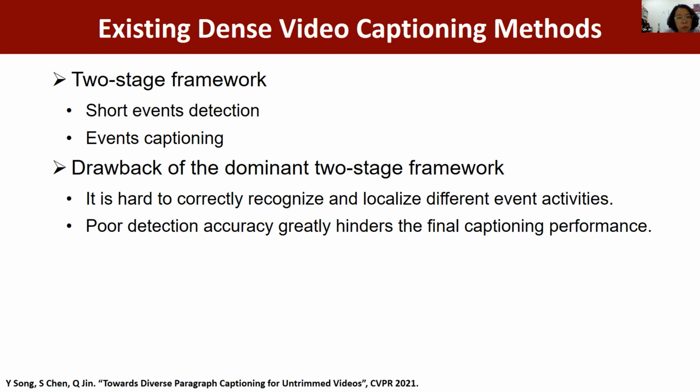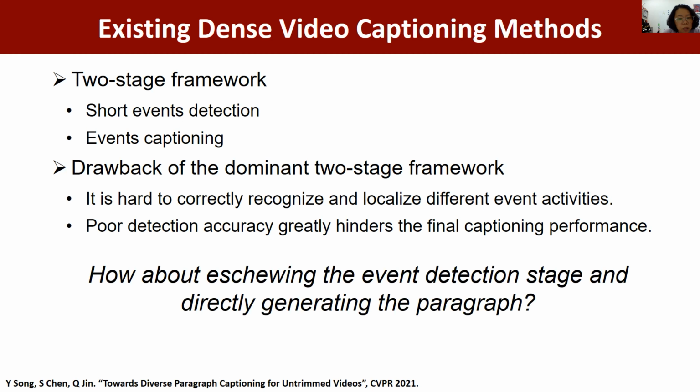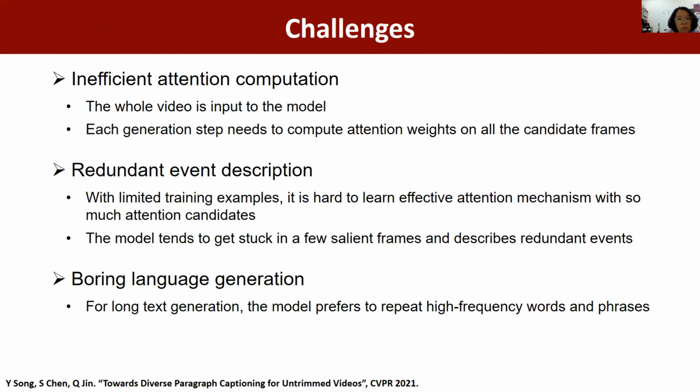Therefore, we ask the question: is it really necessary to have the two-stage processing? How about we just ignore the event detection stage and have one stage where we directly generate the paragraph based on the video? However, in order to reach this goal, we consider there are three main challenges. The first is about inefficient attention computation.